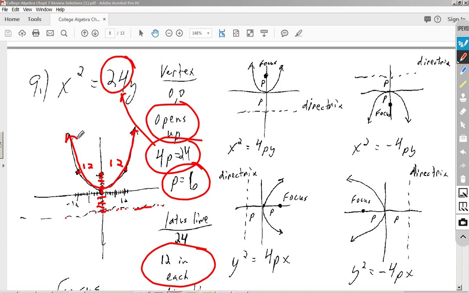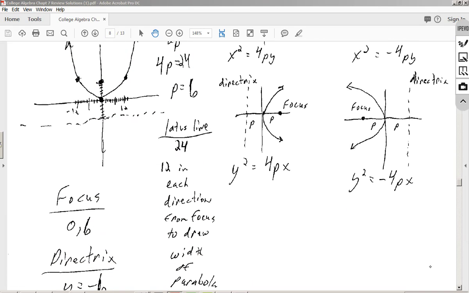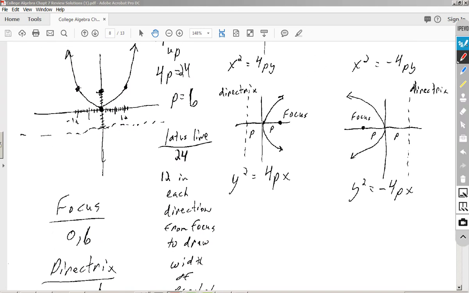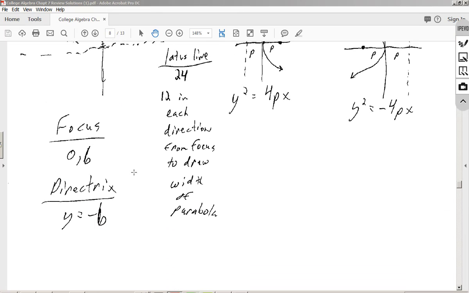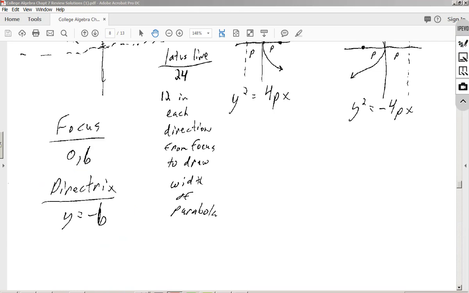And now I can also go ahead and write down the location of my focus and my directrix. So notice your focus right here, that's located at 0, 6. And then that line, your directrix, is going to be y equals negative 6. And that would be the location of your focus, 0, 6, directrix y equals negative 6, and also that would be the equation of your parabola.